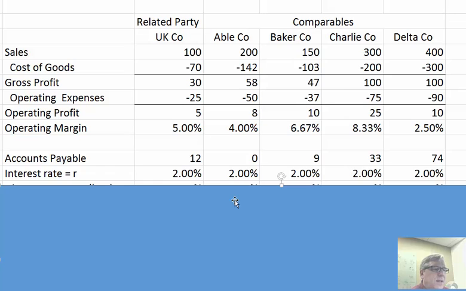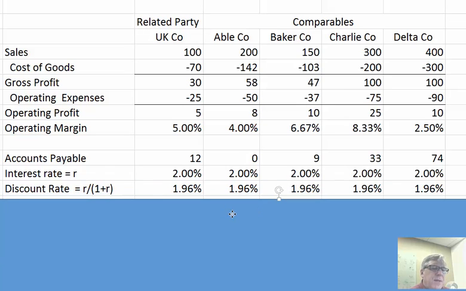So if that's the case, I'm going to get that money back in the future, so I'm going to have a discount on that advantage. The net present value of that time in the future being discounting it back, and therefore we're going to use a discount rate, which is the interest rate divided by 1 plus the interest rate.